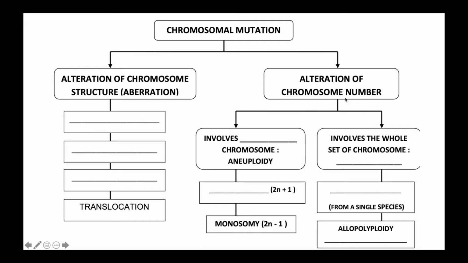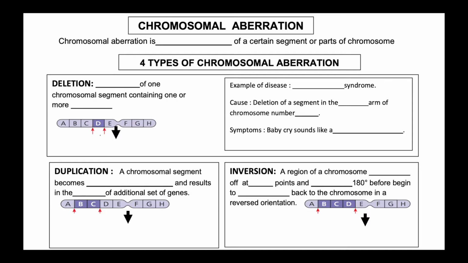Let's focus on chromosomal aberration, or the alteration of chromosome structure first. There are four types of chromosomal aberration. These include deletion, duplication, inversion, and translocation. Now let's learn about chromosomal aberration in detail. Chromosomal aberration is changes of a certain segment or parts of a chromosome. There are four types of chromosomal aberration.